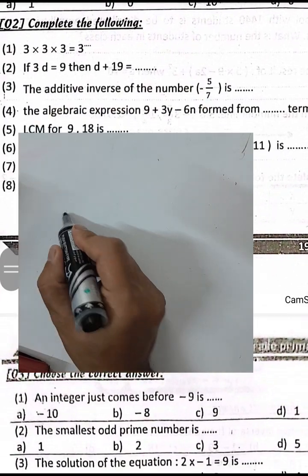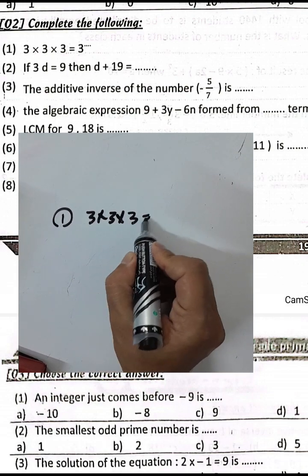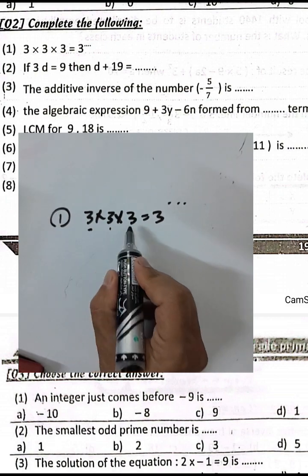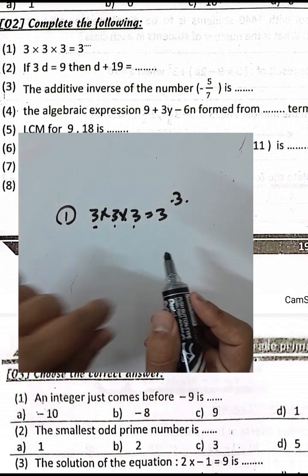Question number 2, complete. Number 1: 3 times 3 times 3 will be 3 to the power what? 1, 2, 3. 3 to the power 3, because 3 is multiplied by itself 3 times.